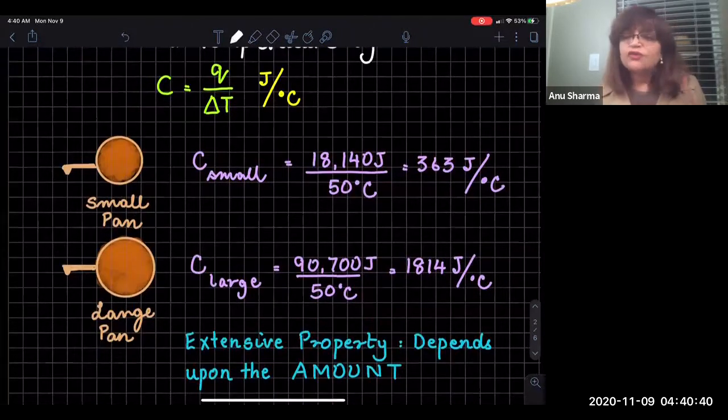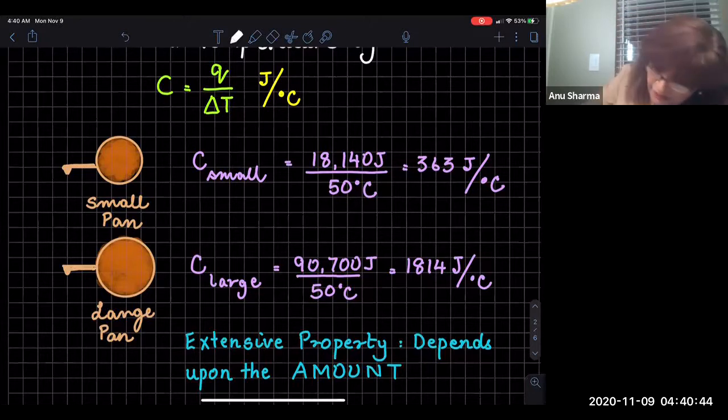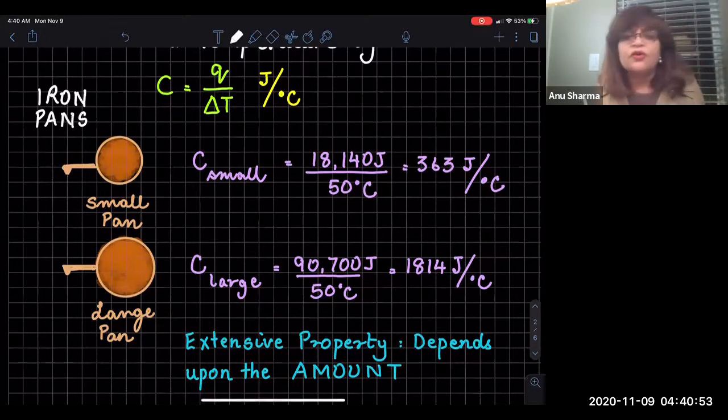Now just imagine this. You are working with two pans of iron. These iron pans have a certain capacity to absorb heat, and that depends on their amount. So heat capacity is an extensive property. In other words, it depends on the amount. A smaller can is obviously going to heat up quickly. A larger can is going to take longer to heat.